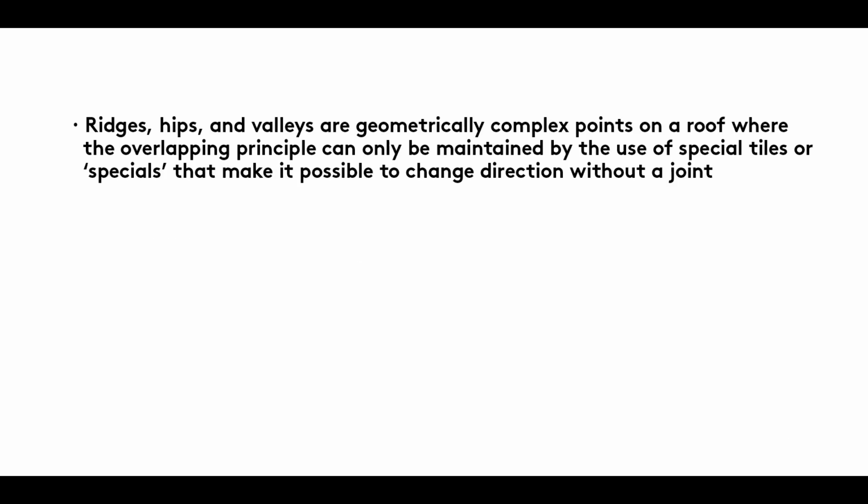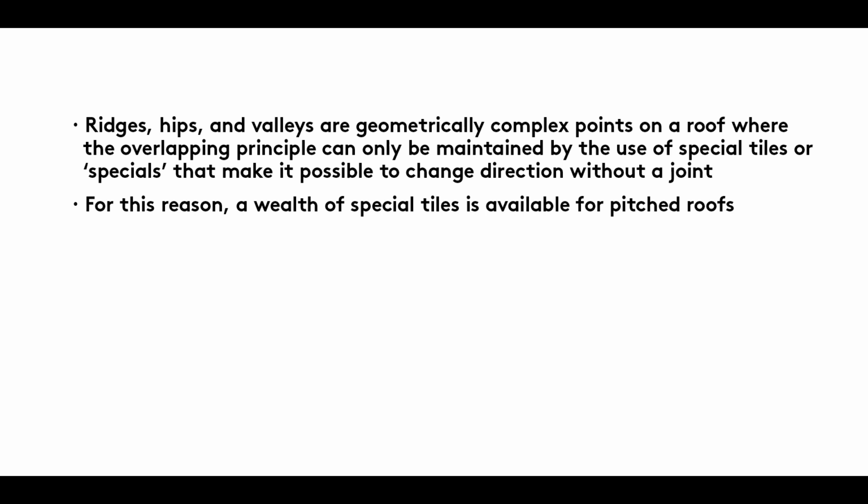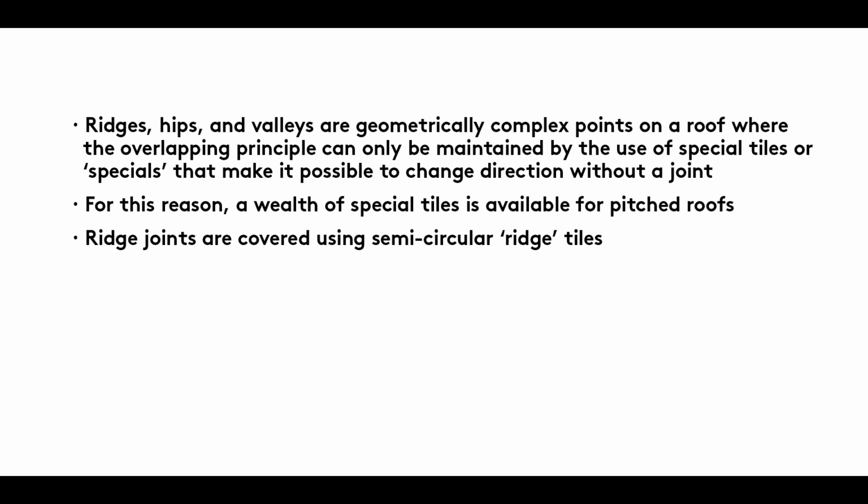Summary: ridges, hips and valleys are geometrically complex points on a roof where the overlapping principle can only be maintained by the use of special tiles or specials that make it possible to change direction without a joint. For this reason, a wealth of special tiles is available for pitched roofs. Ridge joints are covered using semicircular ridge tiles. The same principle is applied along roof hips.